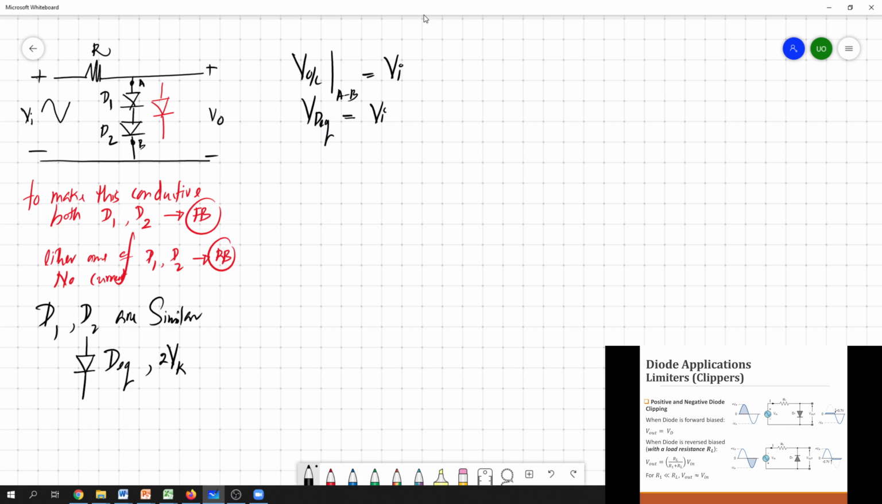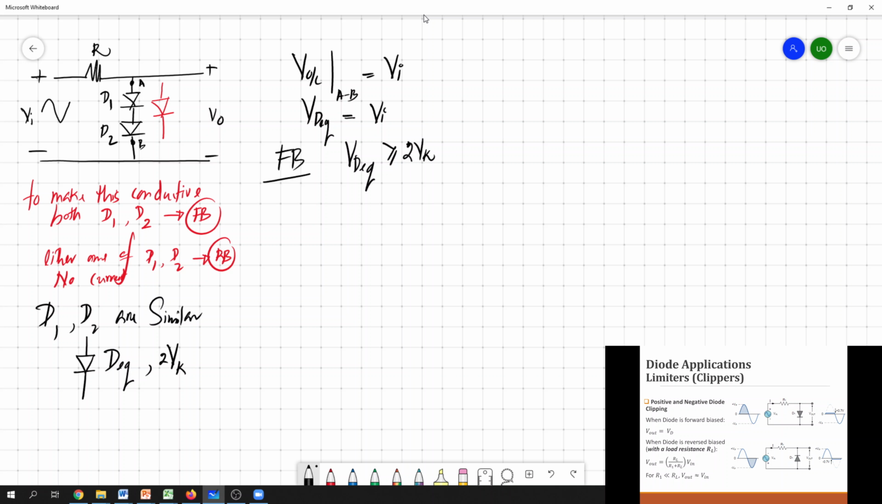So then we can again build the argument: if you want to drive a current through this path, then both D1 and D2 get forward biased. To make D1 and D2 forward biased, you have to simply make this equivalent diode forward biased. To make this equivalent diode forward biased, we should maintain this condition.